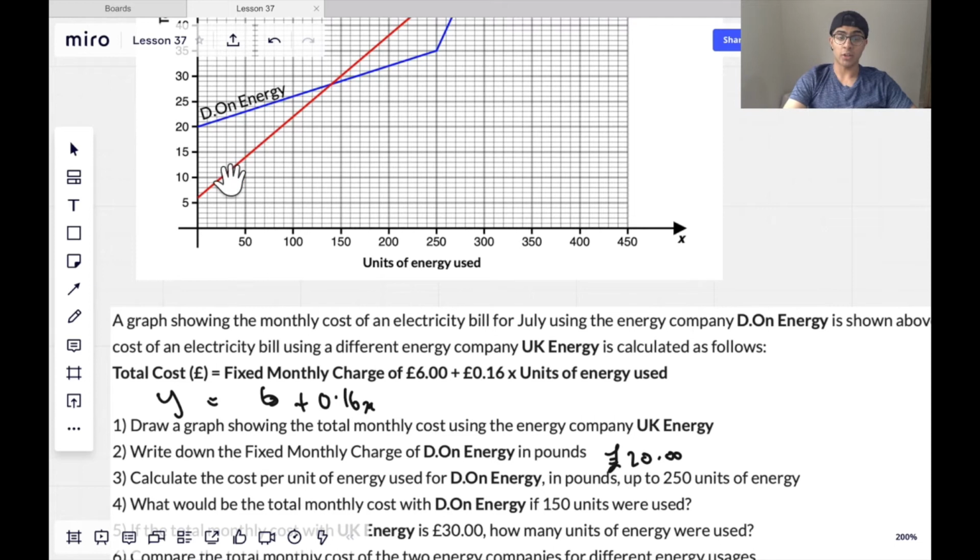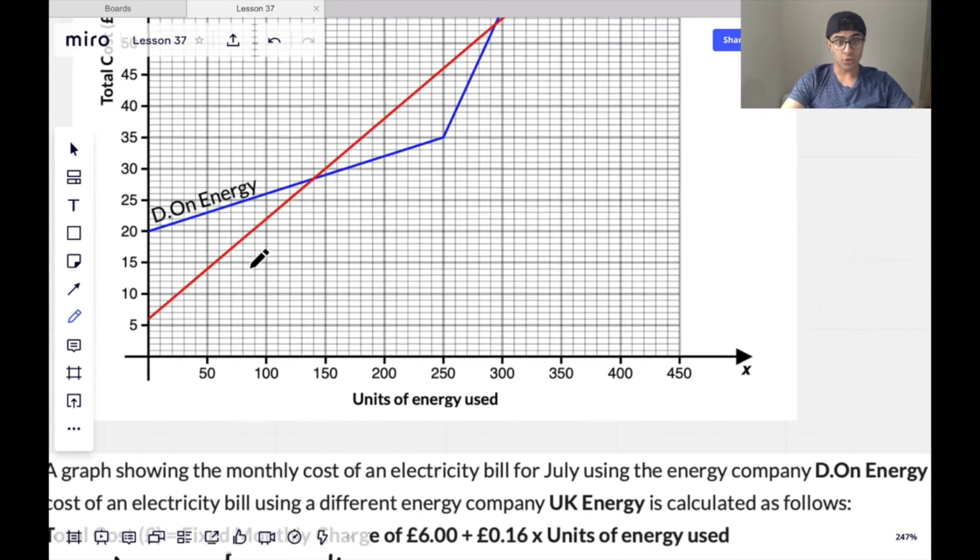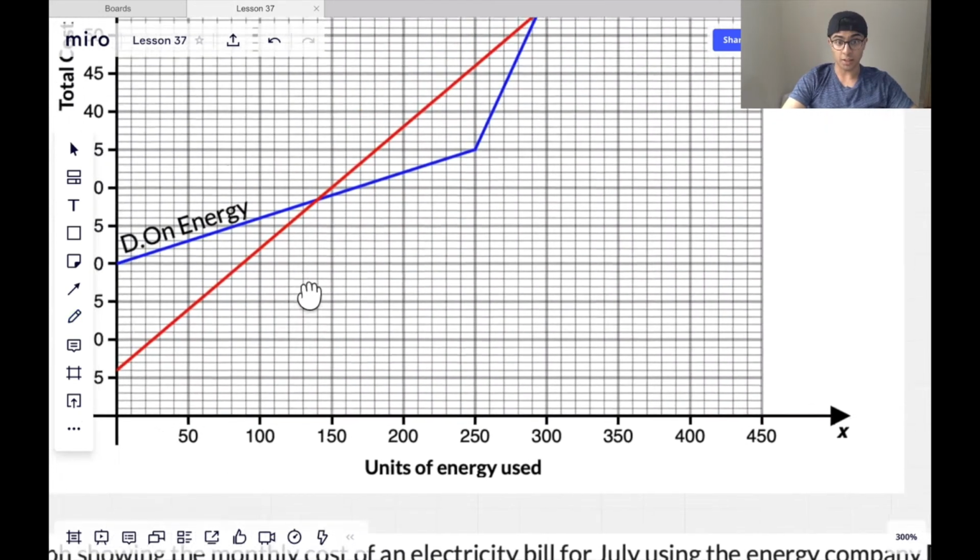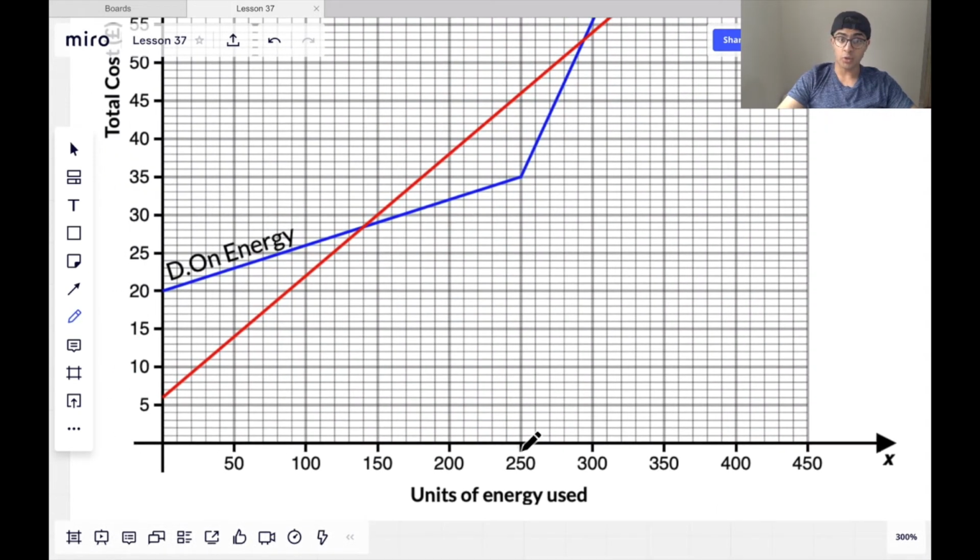Calculate the cost per energy used for D-ON Energy in pounds up to 250 units of energy. Okay, so pause the video here and try to give this one a go. Remember we said that this was the gradient, so we just have to calculate what the gradient is up to 250. Remember how it changes? I mentioned it changes at 250, so that's why it says up to 250 units.